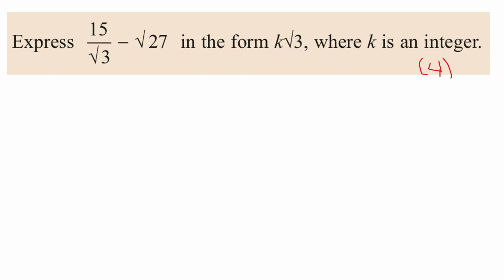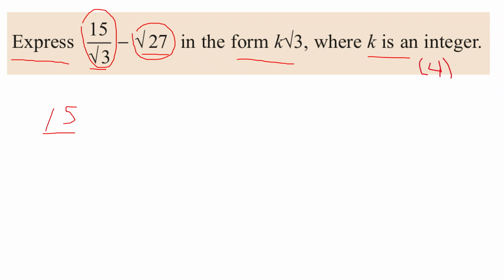This is a 4 mark exam question: express 15 over root 3 minus root 27 in the form k root 3, where k is an integer. So we're simplifying surds, involving some rationalizing and also simplifying surds. Let's start off here with 15 over root 3.